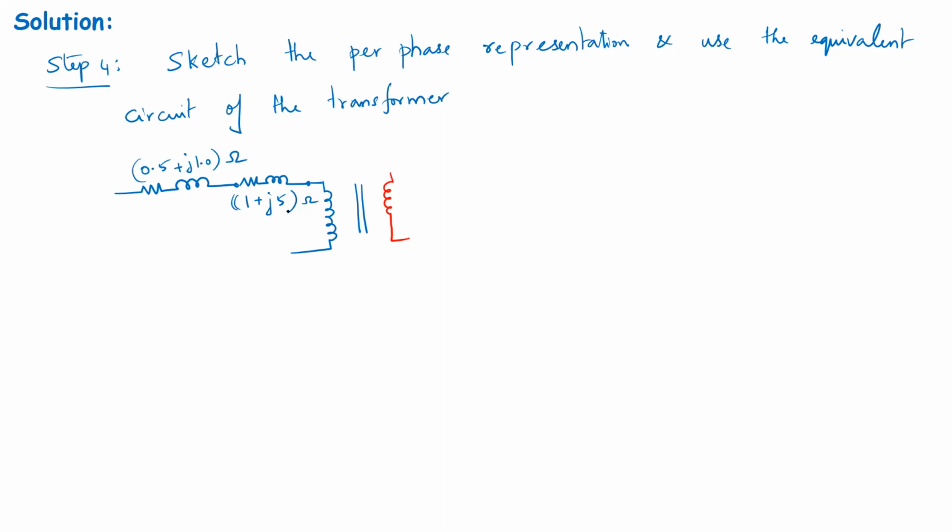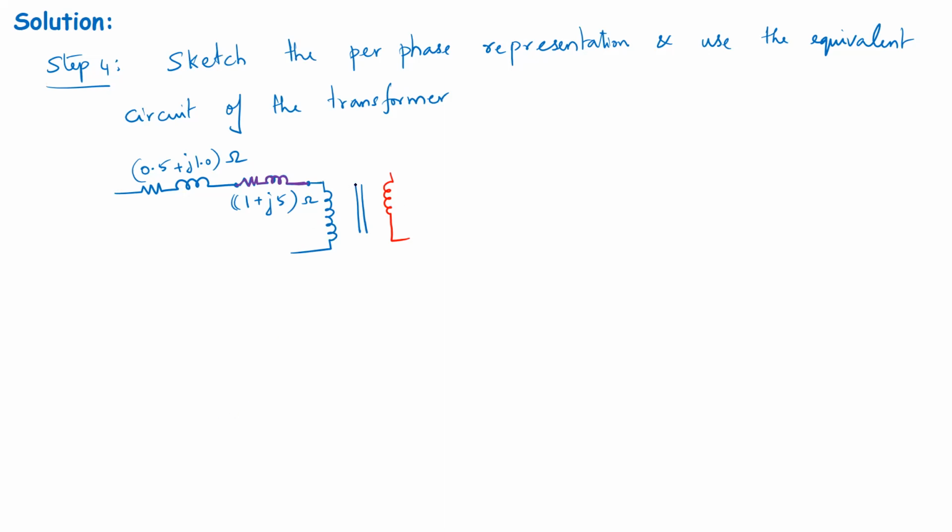So this part, this series impedance, in fact, I can use a different color just to make sure that you get this clearly. So this series impedance represents the equivalent impedance of the transformer. And whatever is left out to the right hand side is the ideal transformer, which will have a turns ratio in proportion to the ratio of phase voltages.